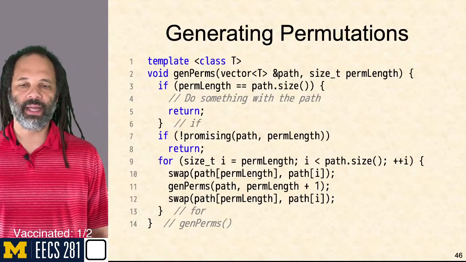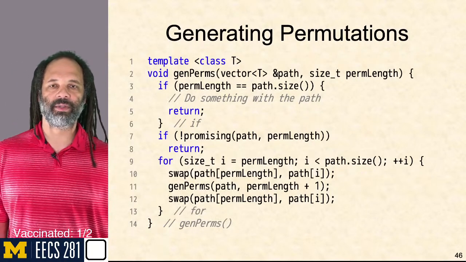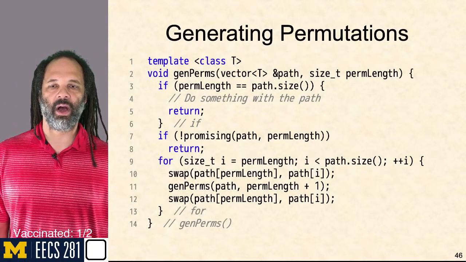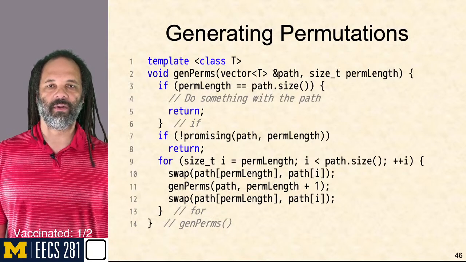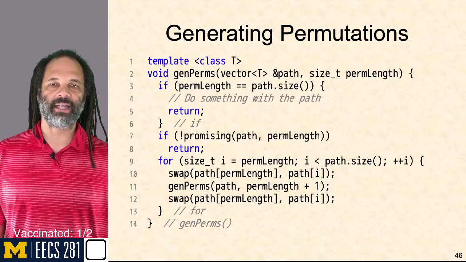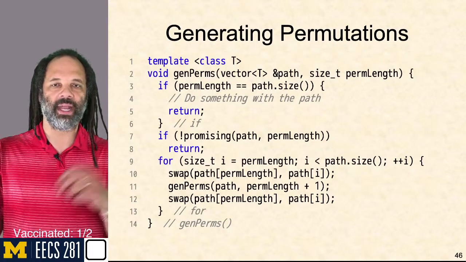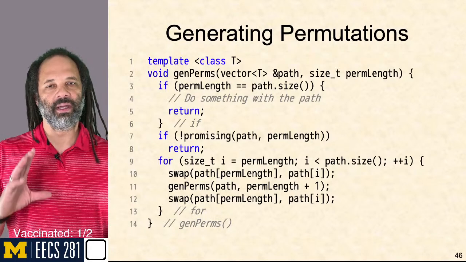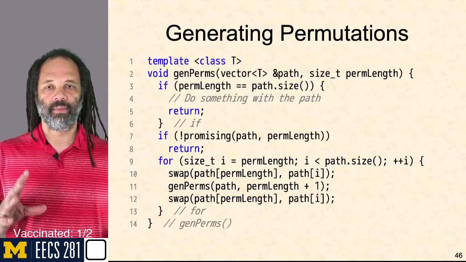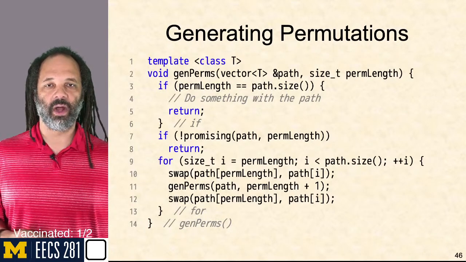So let's look at gen-perms. Here's gen-perms. We talked about it early on when we were talking stacks and queues. This version is a little bit more efficient. The stacks and queues version uses 2 containers and pushes things from one container to the next. This version is logically the same, but it's physically different. This does it all inside 1 container.